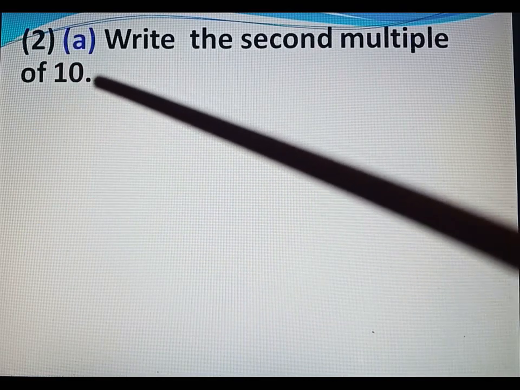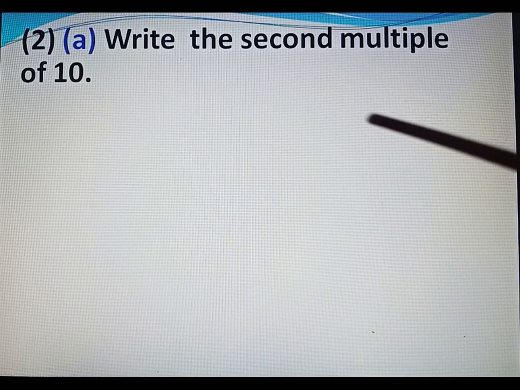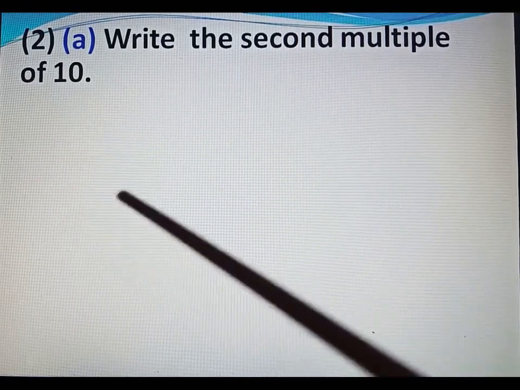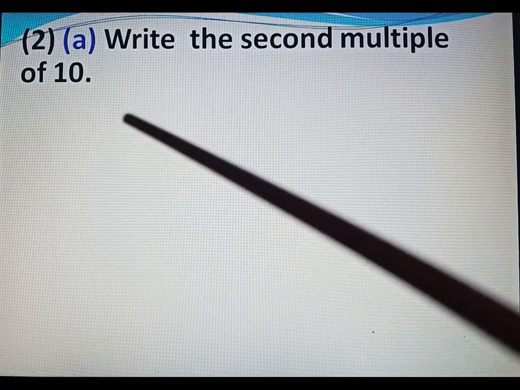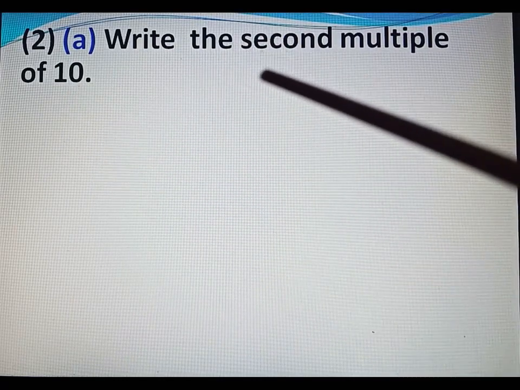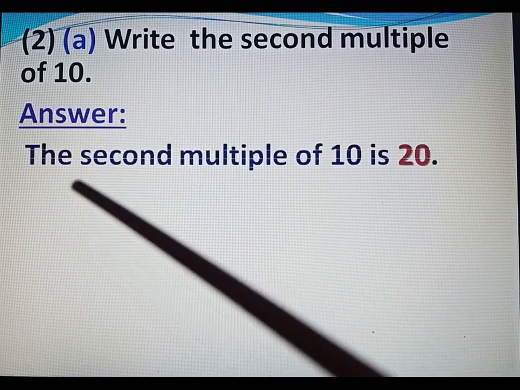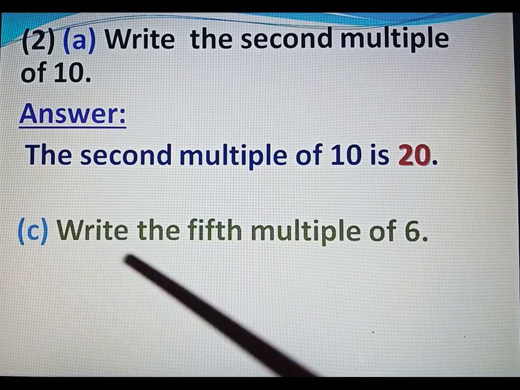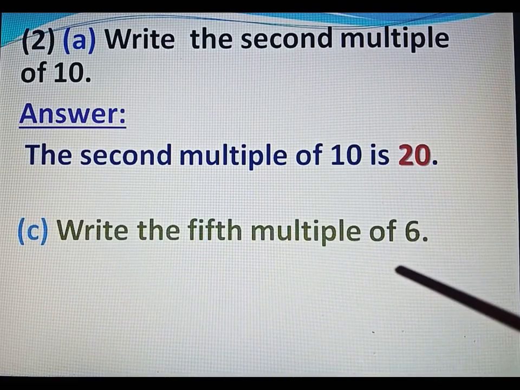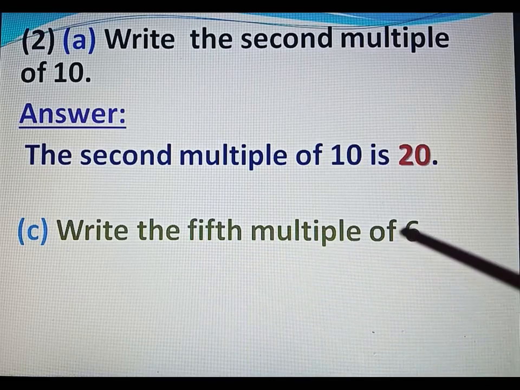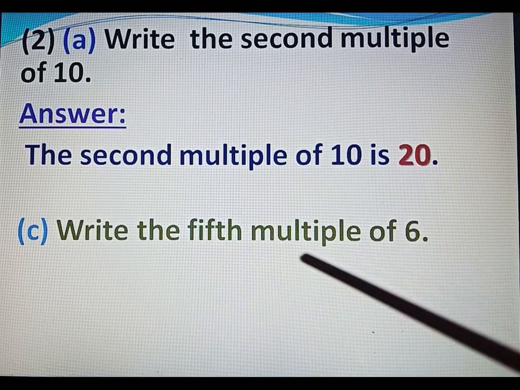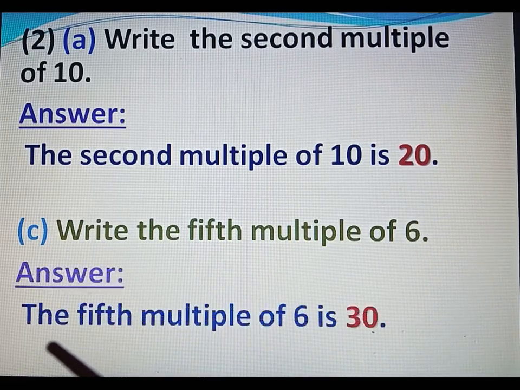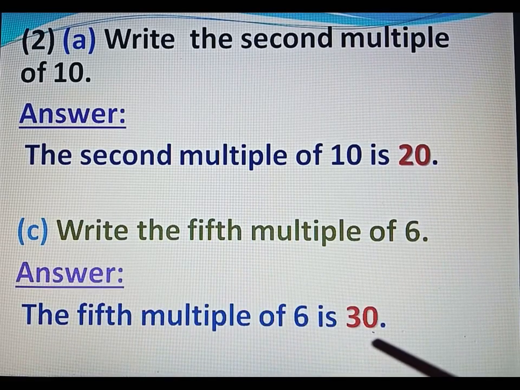Now question number 2. A part. Write the second multiple of 10. We will multiply this 10 by 2, means 10 twos are 20. Answer: the second multiple of 10 is 20. C part, write the fifth multiple of 6. So we will multiply this 6 by 5. 6 fives are 30. Answer: the fifth multiple of 6 is 30.